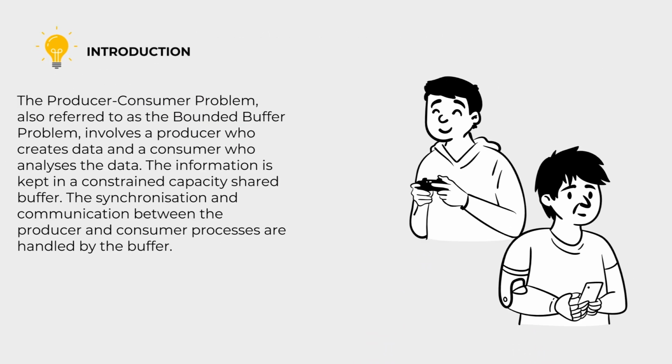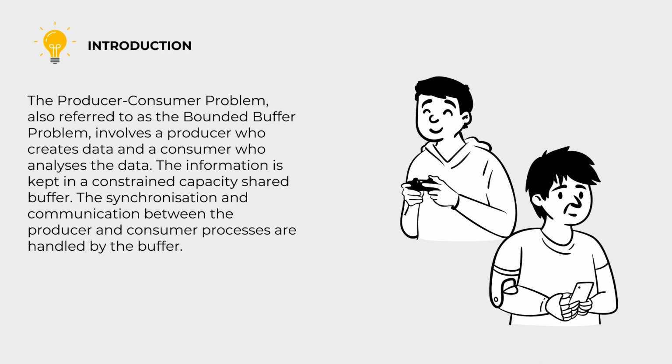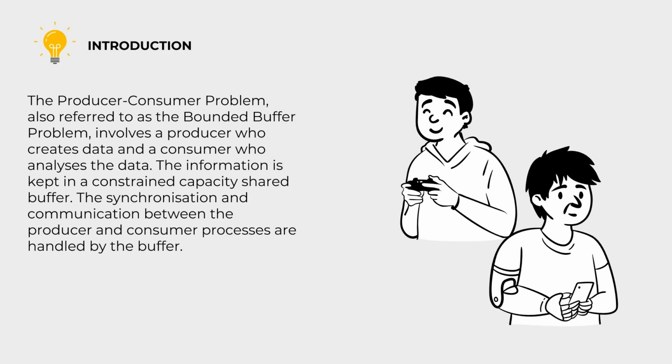The bounded buffer problem is a classic synchronization problem in computer science. It involves coordinating multiple processes or threads that share a fixed size buffer. The goal is to ensure that producers can add items to the buffer without overflowing it, and consumers can retrieve items without accessing an empty buffer.